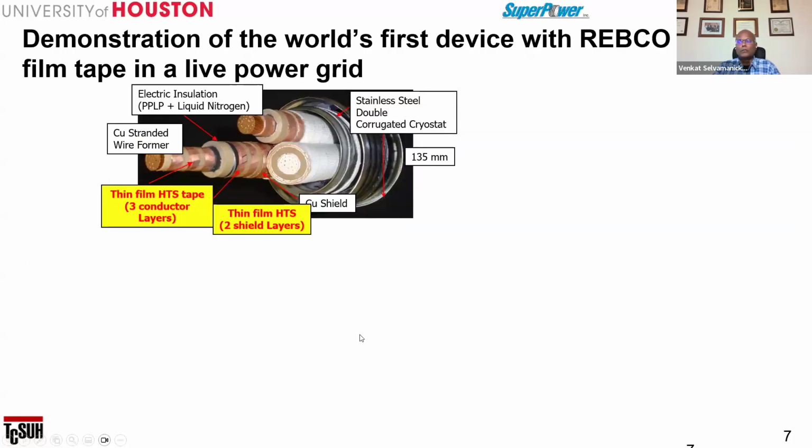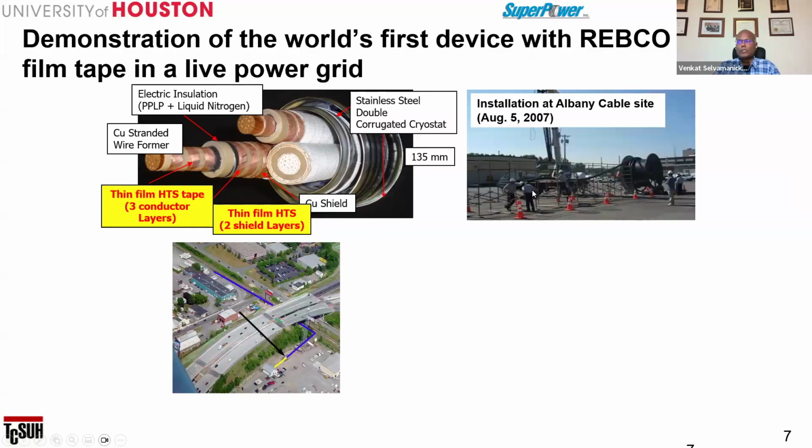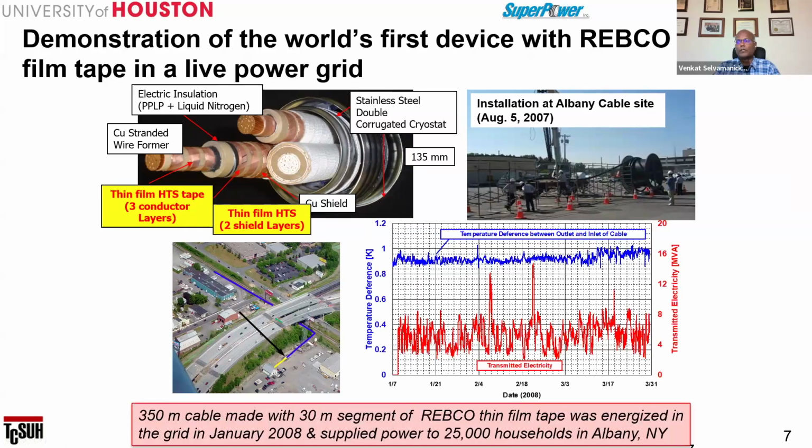Further, with those tapes, we demonstrated the world's first power transmission cable using the superconductors. Here you see the cutout of this cable. It was installed in Albany between two substations, by I-90, and that cable delivered power to about 25,000 homes. So this was a technology that was initially developed and scaled up to manufacturing.